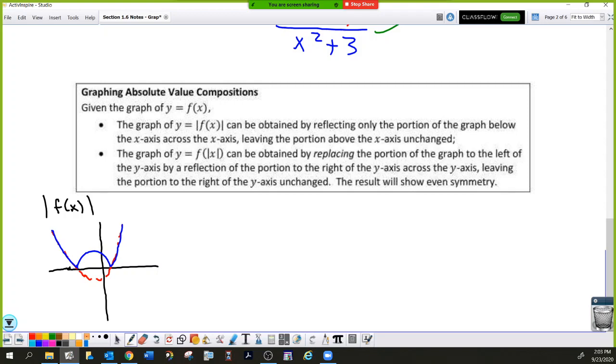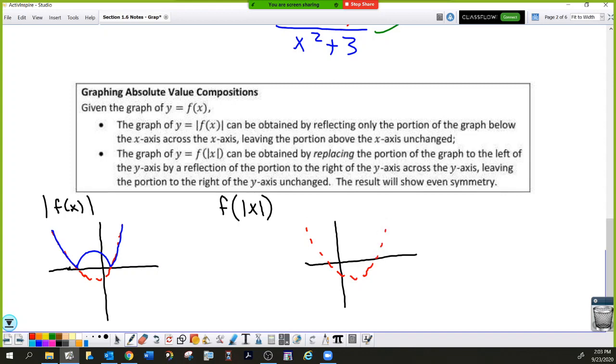If we were to have done this, f of absolute x, I'm going to draw a different one. We'll do this one a little bit different. Let's say the original looked like this. Hold on, this is bad. I can do better. Oh, I forgot to pick up the pen. Let's try again.